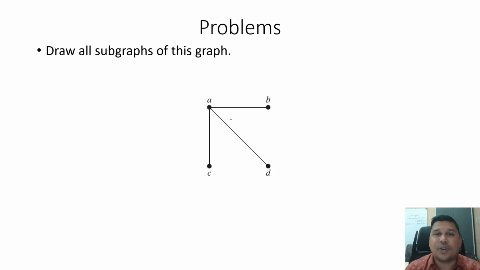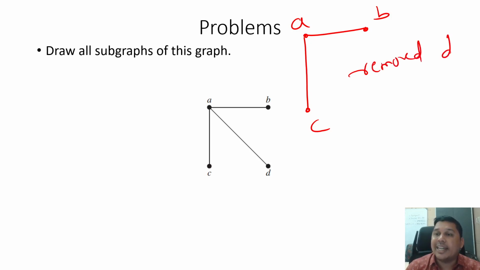See, this is a graph. What could be one subgraph? One subgraph could be this A, B and C. Why? I removed the vertex D. This is one subgraph. Another subgraph could be like this, A, B and D.